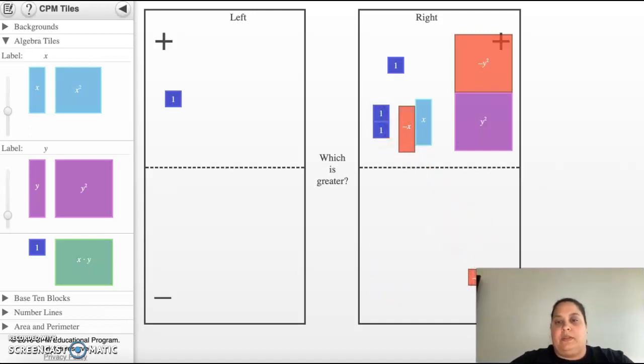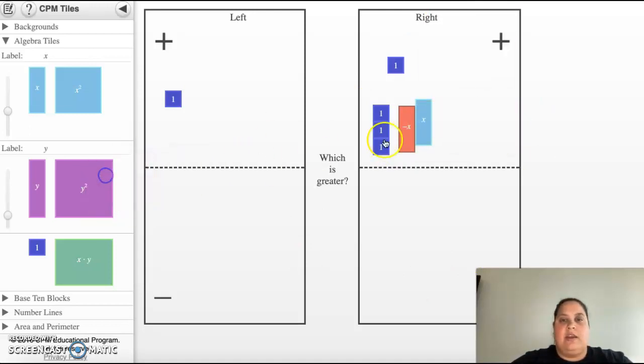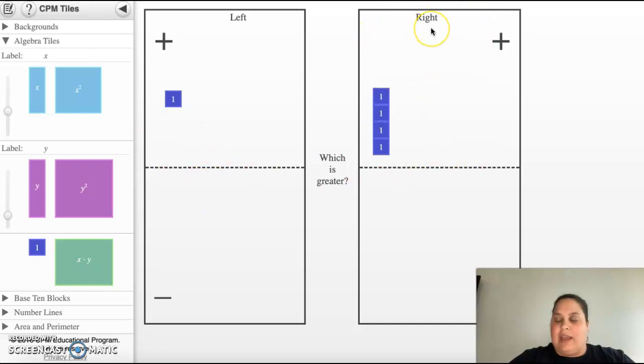Then I want to, whoopsie, not that screen, sorry. And then I want to, again, get rid of my zero pairs. I have one zero pair right here, so get rid of that guy. I have one zero pair right here, get rid of that guy. Notice what I have left is 4. So this side is equal to 1, this side's equal to 4, which means our right side is greater.